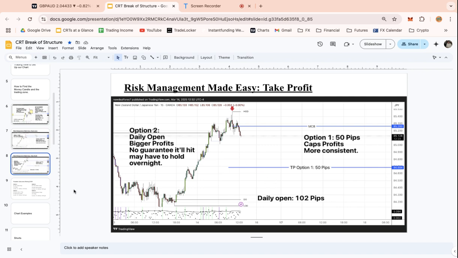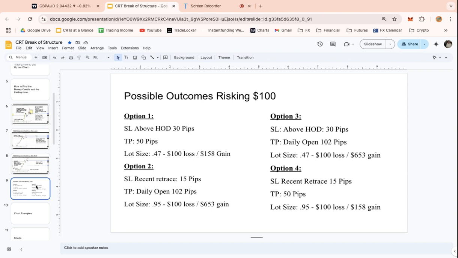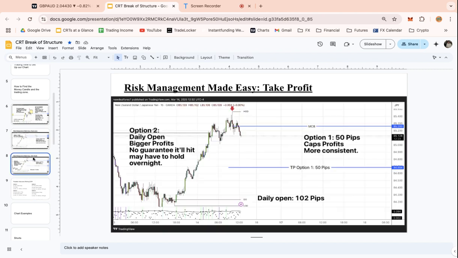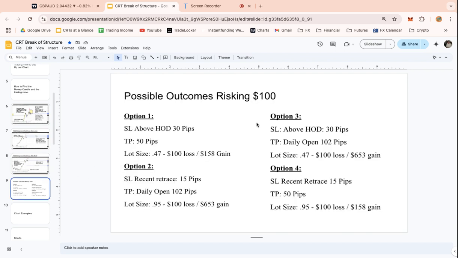So these are the scenarios using the New Zealand yen. This was this example here. This is the New Zealand yen pair. Now these are the possible outcomes. Let's say your risk is $100.